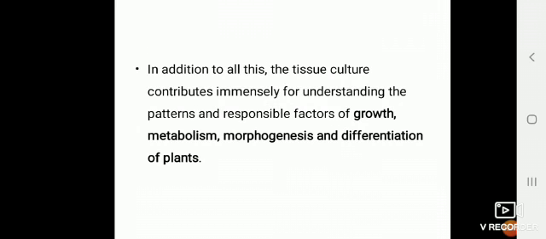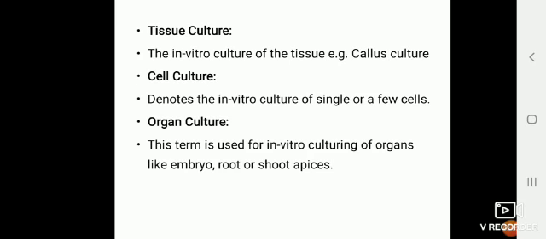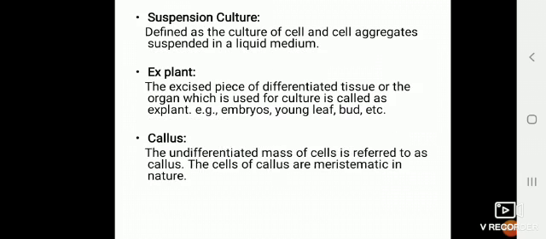In addition, tissue culture contributes immensely to understanding the patterns and responsible factors for growth, metabolism, morphogenesis and differentiation of plants. Tissue culture is the in vitro culture of tissues, that is, callus culture. Cell culture denotes the in vitro culture of single or a few cells. Organ culture is the term used for the in vitro culturing of organs like embryo, root and shoot apex.